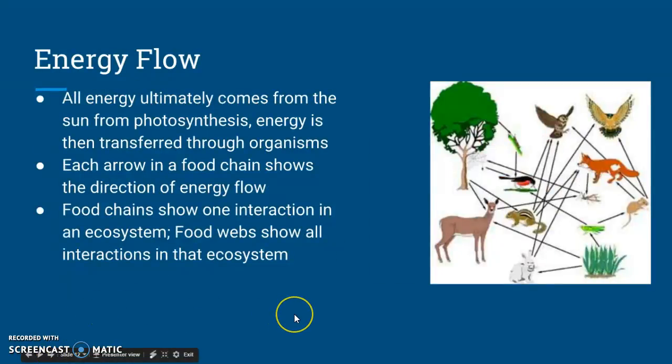So the energy flow in our ecosystems. All energy ultimately comes from the sun from photosynthesis, and energy is transferred through organisms. Each arrow in a food chain or a food web shows the direction of energy flow.